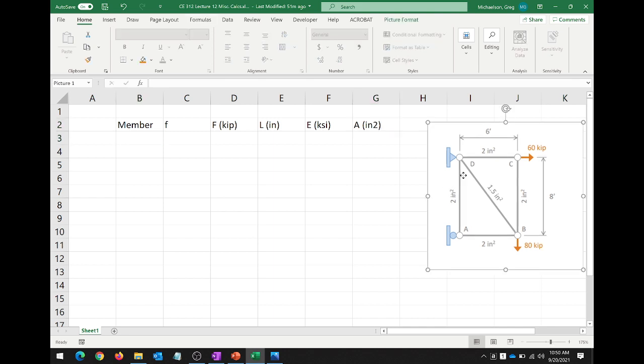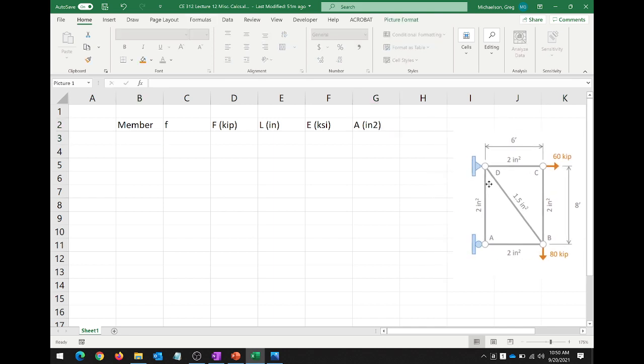Okay, let me get this a little bit out of the way. There we go. Now, what are the members? Let's be alphabetical. So maybe AB, AD, BC, BD, CD. I get them all?